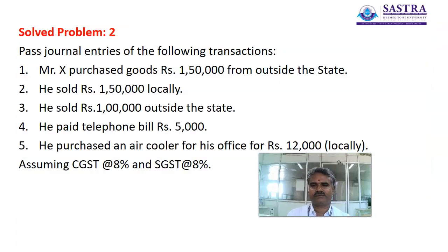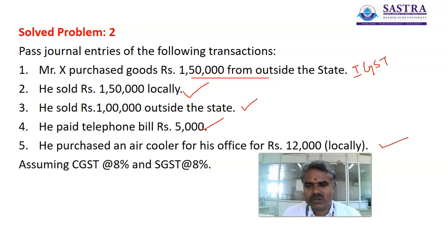The next one. Pass journal entries of the following transactions. Mr. X purchased goods rupees 150 from outside state. So here you have to charge IGST, between the states. He sold rupees 150 locally within the state. He sold 1 lakh outside the state, between the states. He paid telephone bill. He purchased air cooler locally. No problem. Locally now, you have to charge CGST, SGST.